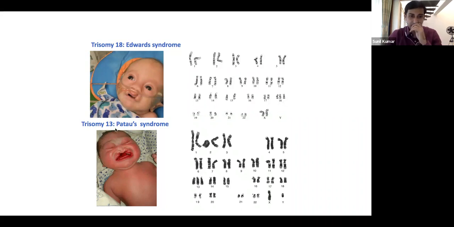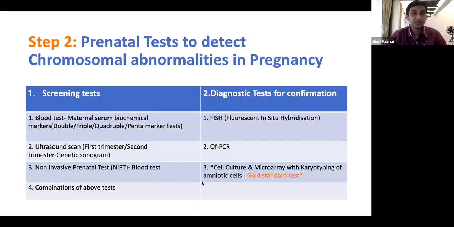Trisomy 13 is also known as Patau's syndrome, wherein there is an extra chromosome at the 13th location. So these are triploidies. That's about the common chromosomal abnormalities.